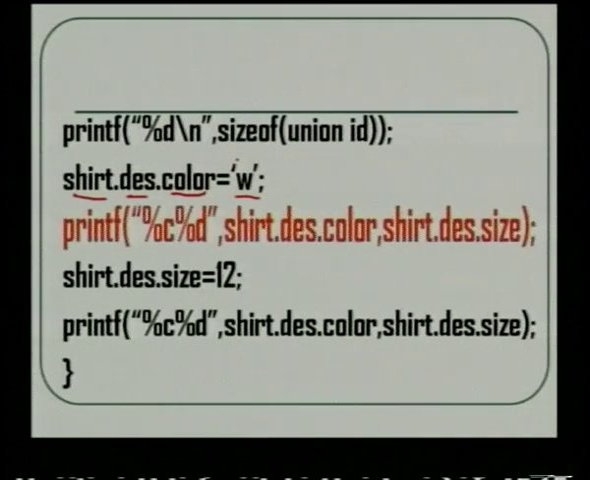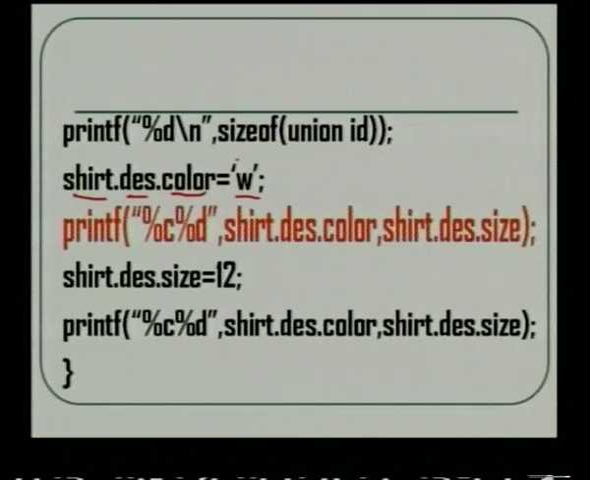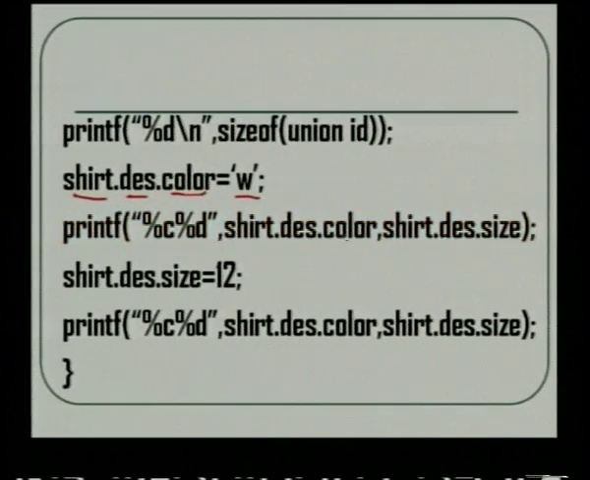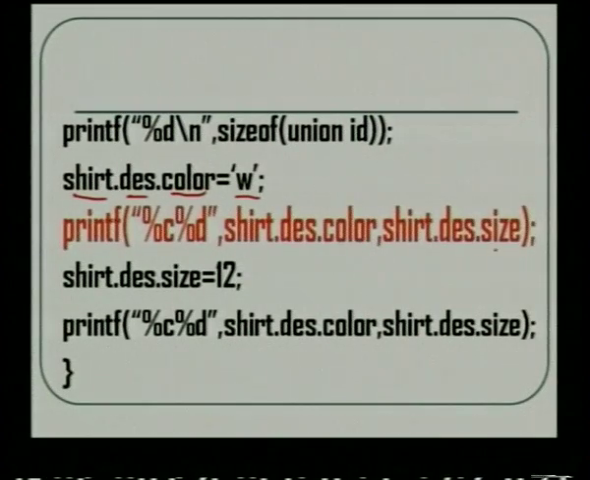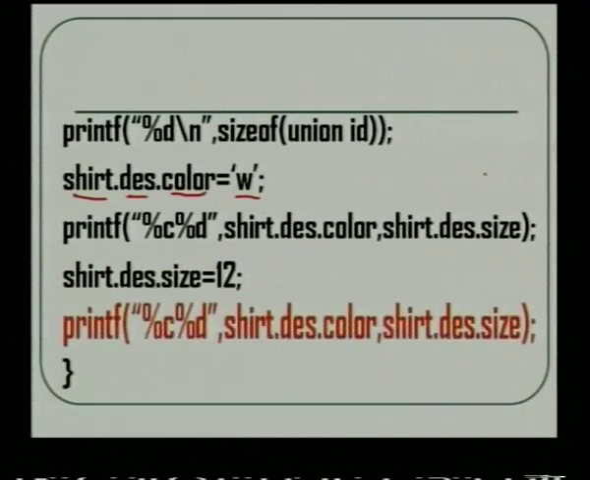Next, printing the values shirt.des.color, shirt.des.size. One important point to be noted here is only color is having a value, size is not having any value. So, what will be printed? In the next step I am initializing only the size and not the color, and again I am printing both the values. Now, we will see after the break how the values are printed and how the values are accepted by the compiler.